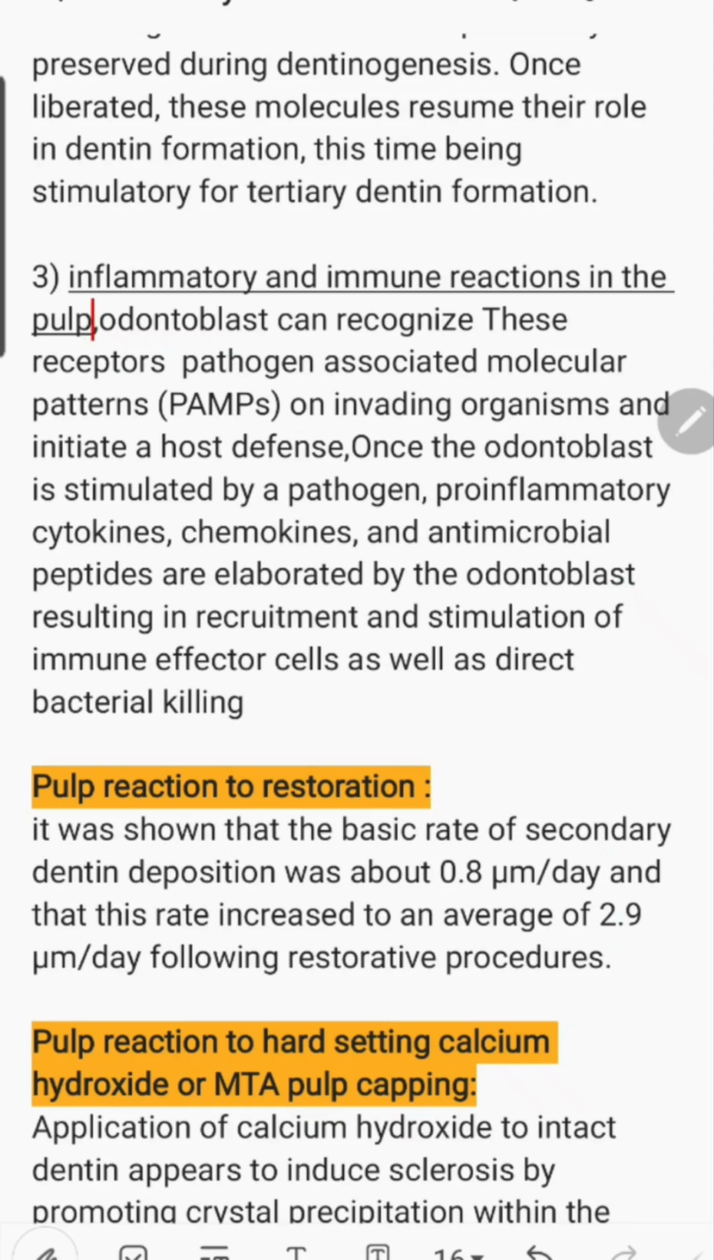Third, inflammatory and immune reactions in the pulp. Odontoblasts can recognize these receptors, the pathogen-associated molecular patterns, which are called the PAMPs, on the surface of the invading organisms and initiate a host defense. Once these odontoblasts are stimulated by the pathogen, pro-inflammatory cytokines, chemokines, and antimicrobial peptides are elaborated by the odontoblast, resulting in the stimulation of immune effector cells as well as direct bacterial killing.